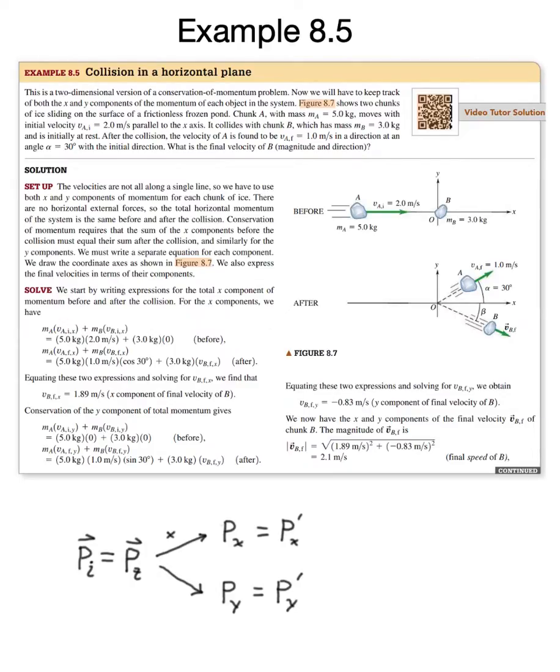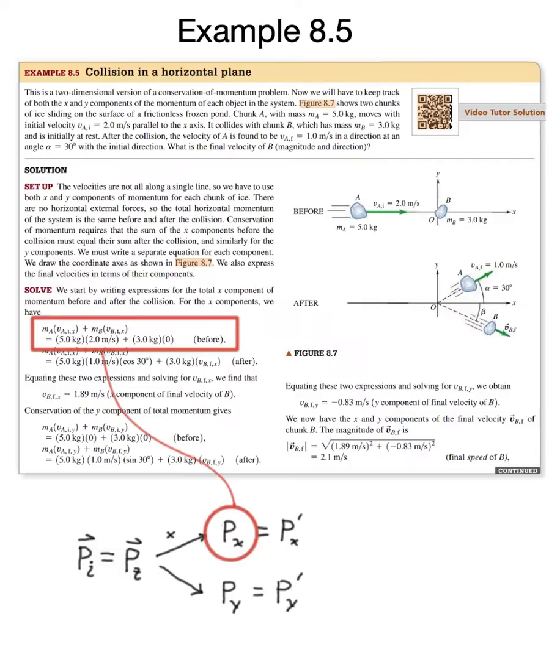So the first step is to write an expression that gives you the x component of the initial momentum. And that's shown in the first line there. Notice that the x component of initial momentum is all carried by mass A, which is moving, and mass B doesn't have any momentum in the x direction. In fact, it doesn't have any momentum at all because it's stationary.